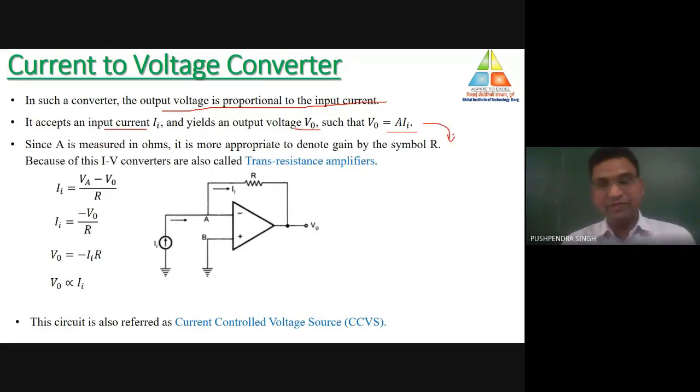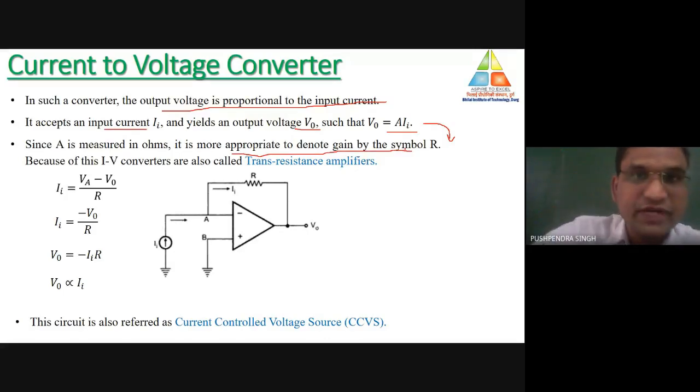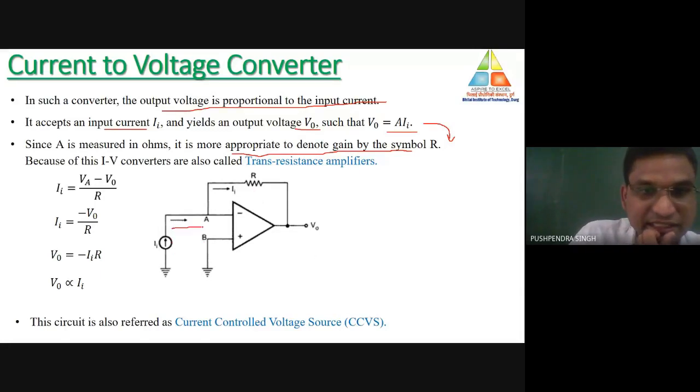So gain can also be mentioned in the form of the resistance only. That is the more appropriate notation for gain in case of current to voltage converter. Now calculate the relationship between input and output. So what is the value of II? This is the direction of current.